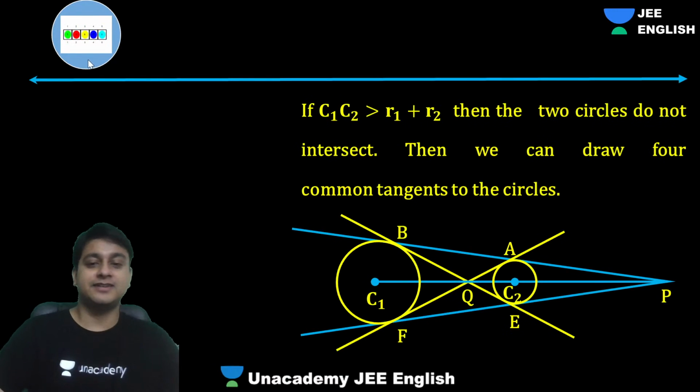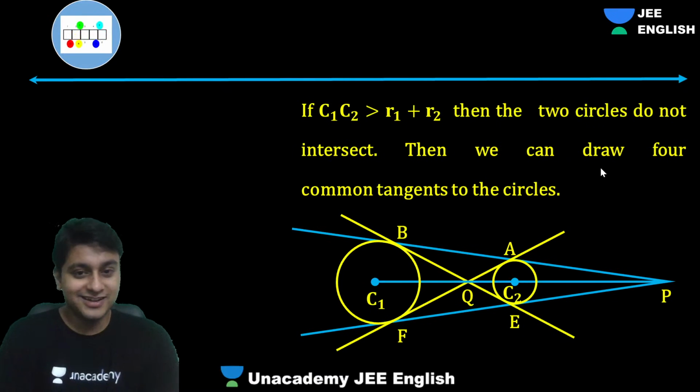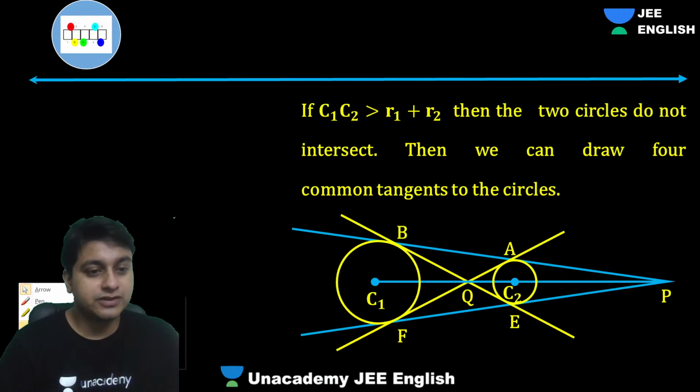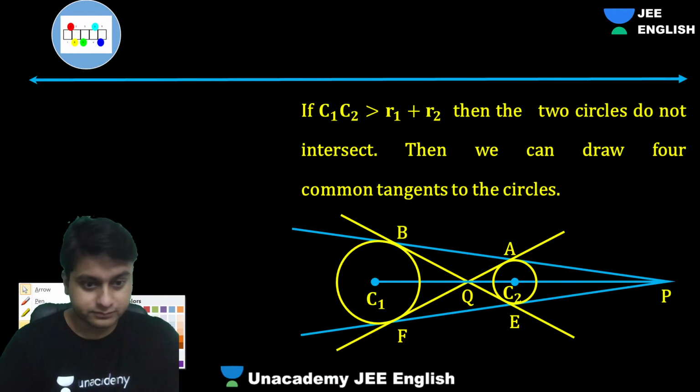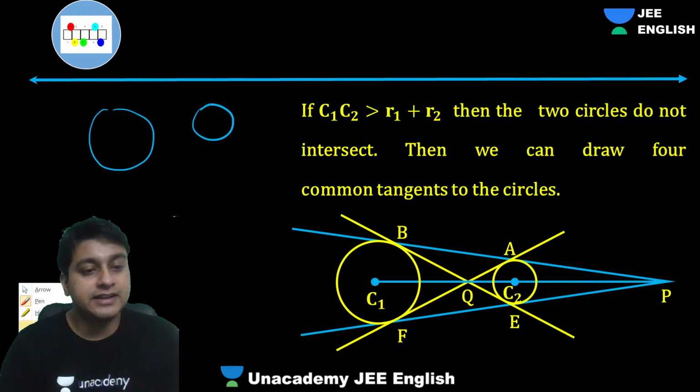So guys, this is the easiest scenario. I think everyone can imagine this. Two circles are there. This is the first case, guys. Let's suppose we have two circles with us which are not intersecting. These are non-intersecting circles.